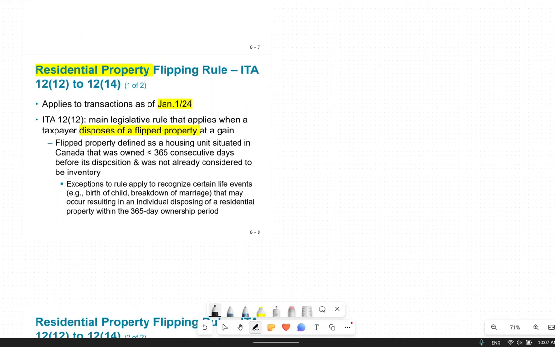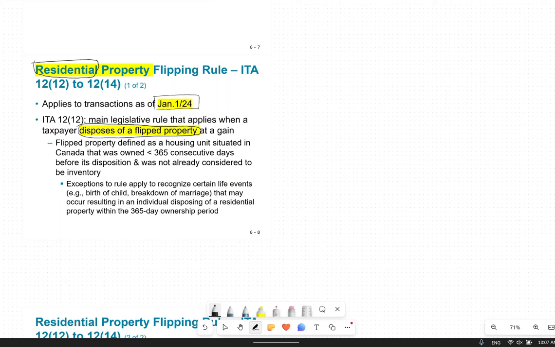Now when you think of a residential property, it is the property that you live in. These rules changed as of January 2024. This is the main legislative rule that applies when a taxpayer disposes of or flips a property. Sometimes what happens is that you buy a residential property and then you sell it.